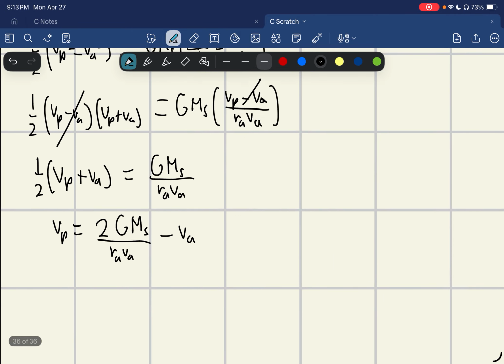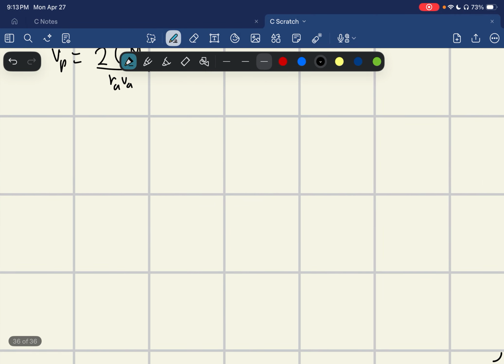Part D asks us to calculate the comet's tangential speed in meters per second at perigee and apogee. So here I'm going to start with the conservation of angular momentum. Again, so RP VP is equal to RA VA. So I'm going to look for velocity at apogee first. So I'm going to isolate for VP here. So VP is equal to RA VA all over RP.